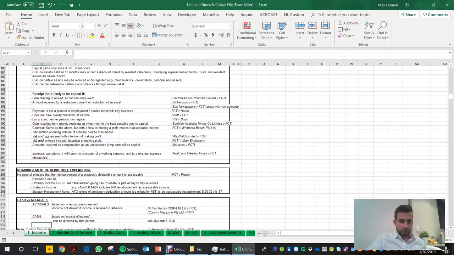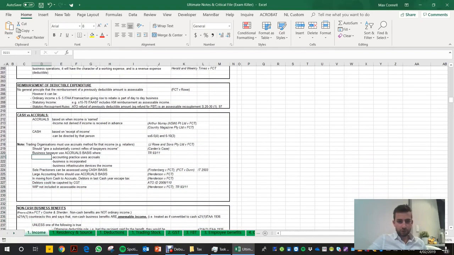Okay, so moving forward, again, very small and specific things popping up out of this first chapter. It's my least favorite chapter actually because there's no real substance to it. Just a whole lot of random small things here and there which you've got to remember, but it needs to be done, so let's go through it. So this is saying no general principle that the reimbursement of a previously deductible amount is assessable. However, it can be ordinary income if the transaction giving rise to the rebate is part of day-to-day business.